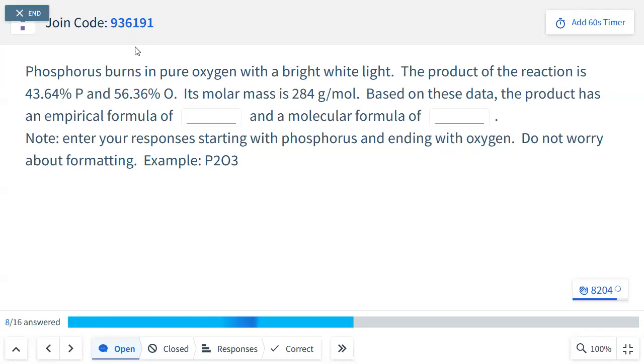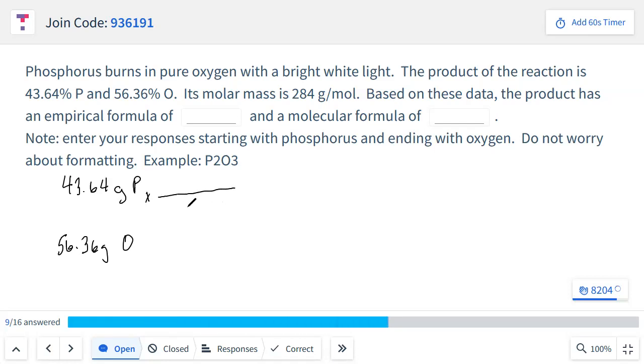So let's go through the whole thing and get in the right sense here. We're going to do exactly like we have been. So 43.64% phosphorus gets turned into 43.64 grams of phosphorus. 56.36% oxygen gets turned into 56.36 grams of oxygen. Now, if you don't have your periodic tables on hand, this can be the part that's a little bit more difficult.